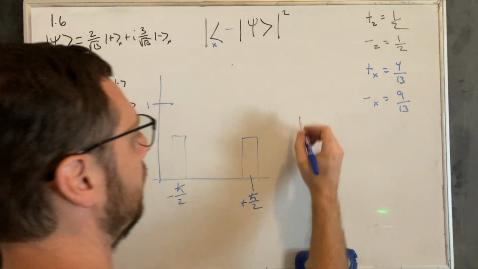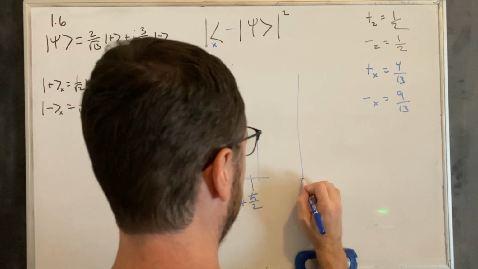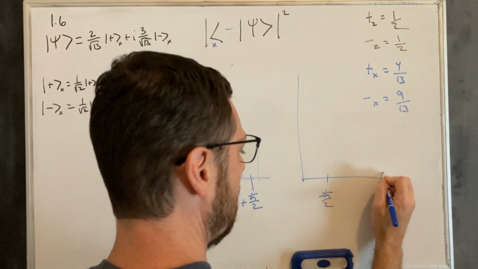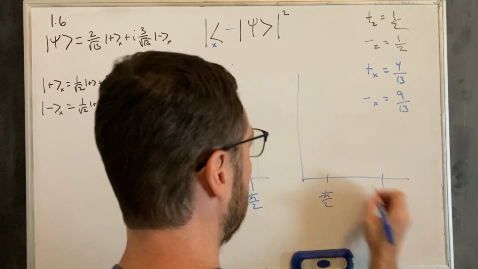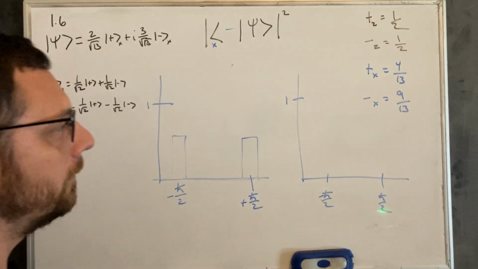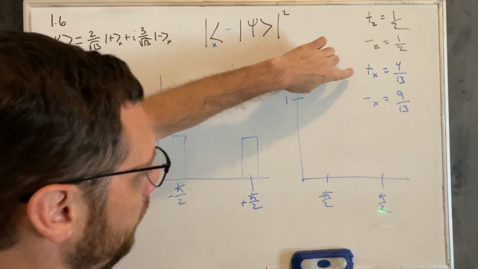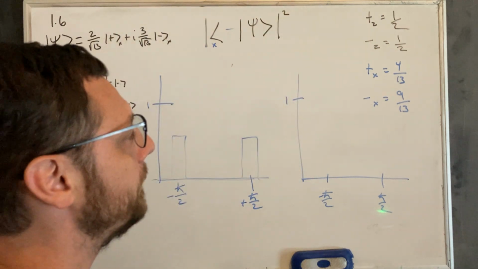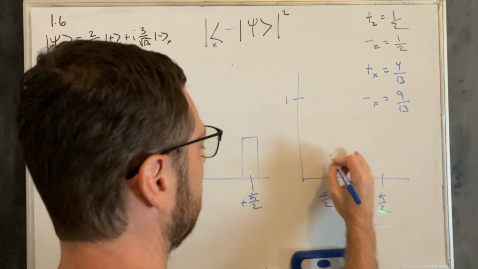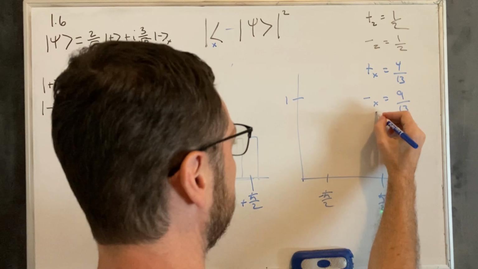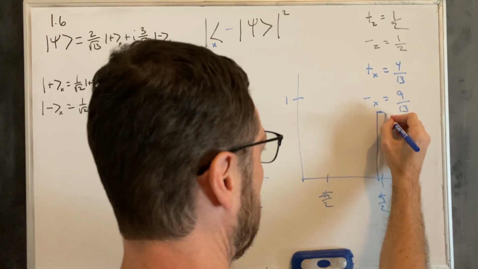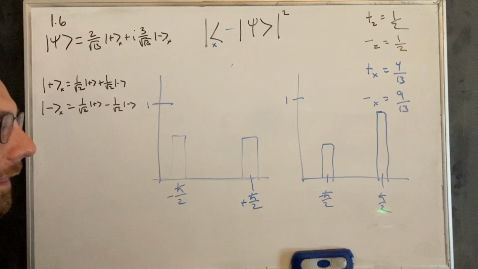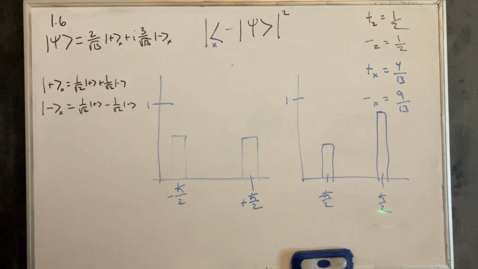That's our first chart. Our second chart, again, we have negative h bar over 2, positive h bar over 2. We have 1 right here. So our positive is going to be a little bit under half as much as here. So 9/13, let's say it's around here. And this one's going to be around here, or something like that. So that's it for 1.6.